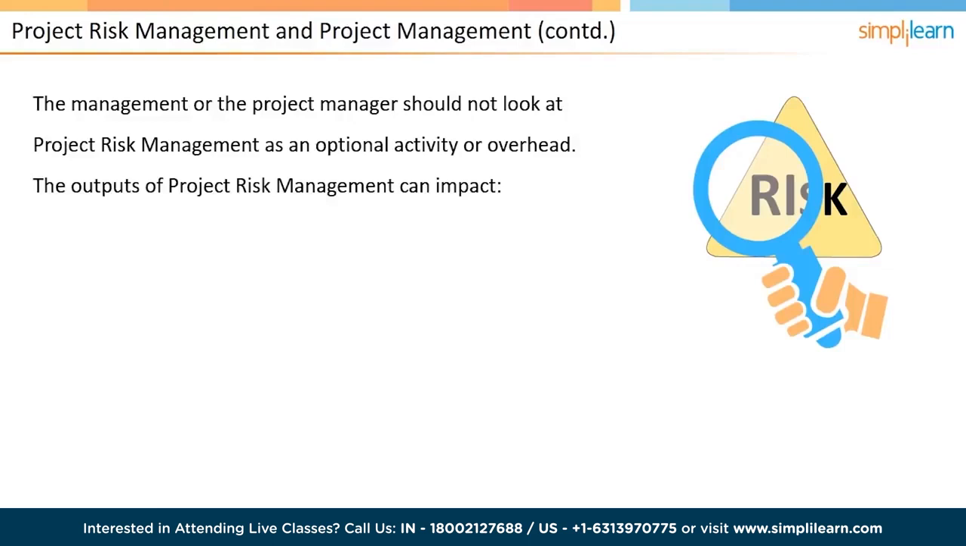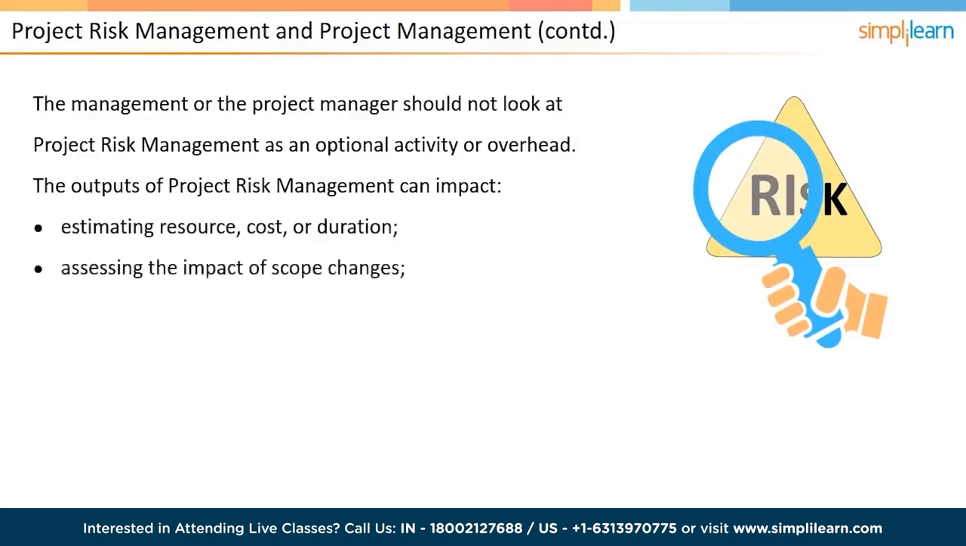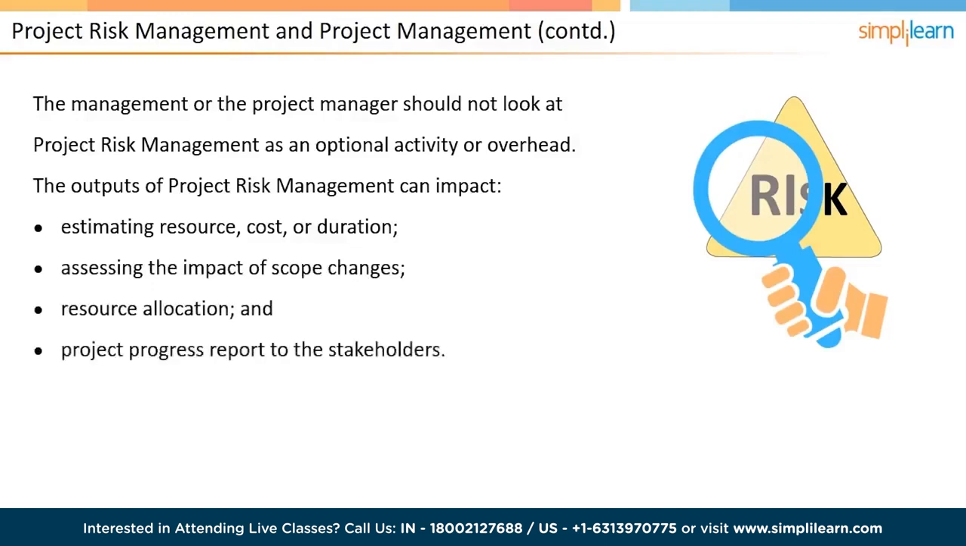They can impact various aspects like estimating resources, cost or duration, assessing the impact of scope changes, resource allocation, and project progress reports to the stakeholders. The effectiveness of project management process is increased by using the information and results from project risk management.